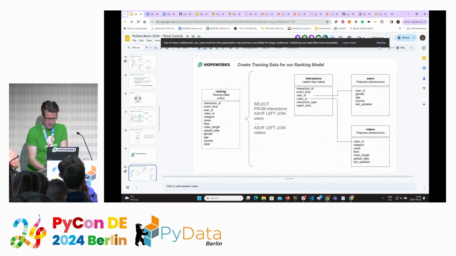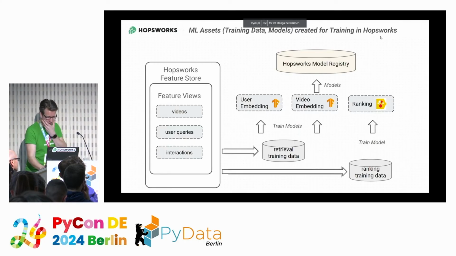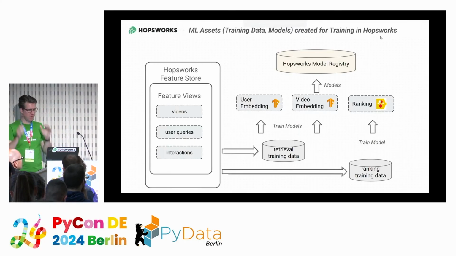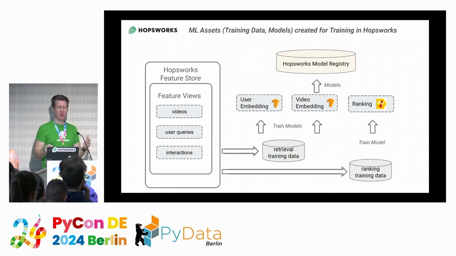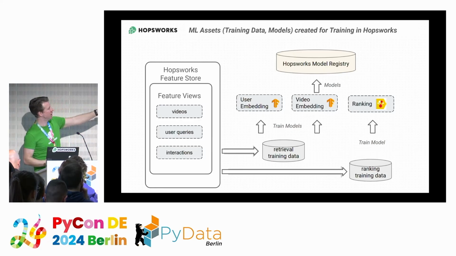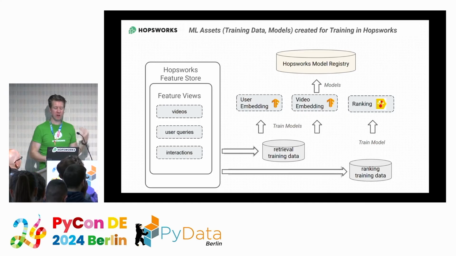All right. So now we have a ranking model. Okay, we're making progress. So that's what we did at a high level. What we talk about in machine learning are what we call assets. I had these views of all the features. I created some training data sets, the retrieval and ranking training data sets. With them, I trained the video embedding model, the user embedding model, and the ranking model, and I put them all in the model registry. They're the assets I have now. I've got the feature groups, my feature views, and my models.